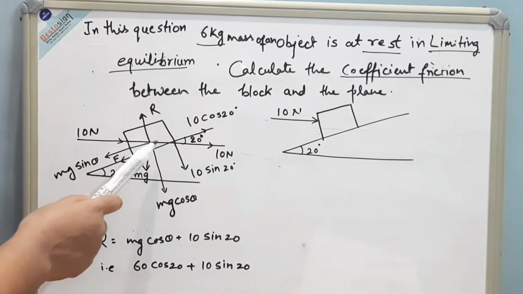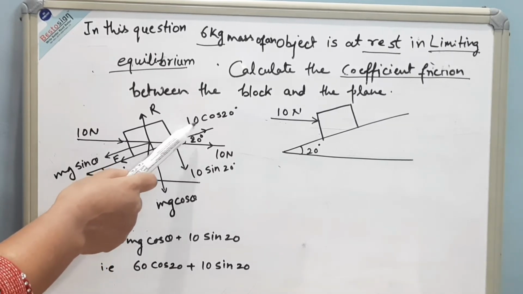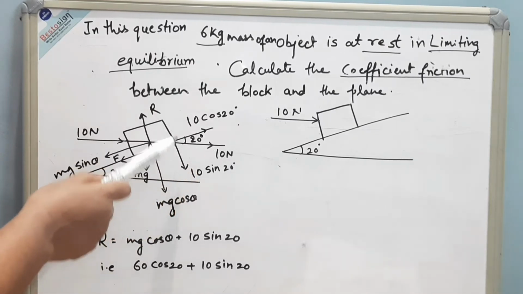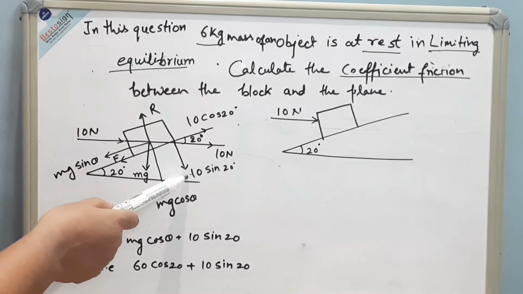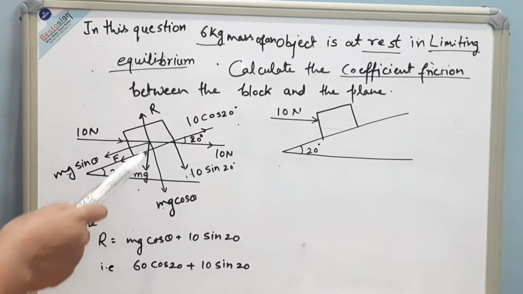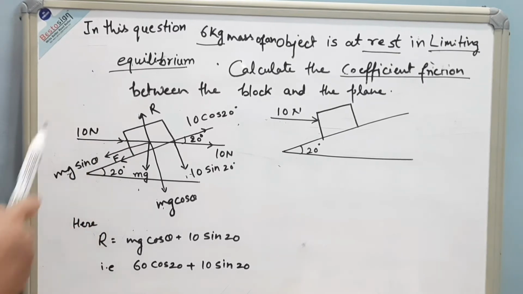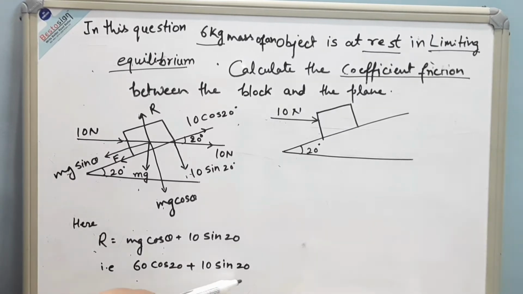Since it is a pushing force, we'll extend it till here, and then the horizontal component 10 cos 20 will be in this direction and the vertical component 10 sin 20 will be vertically downward. These are the components of weight mg, and this is the normal contact force R. So R will be equal to mg cos theta plus 10 sin 20. Here theta is 20 degrees, so 60 cos 20 plus 10 sin 20 will be equal to R.